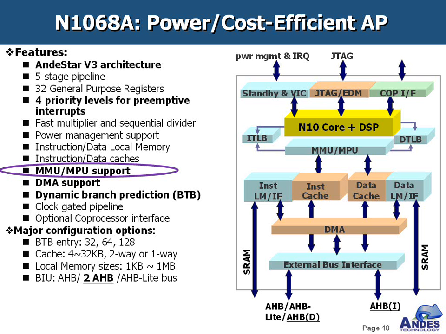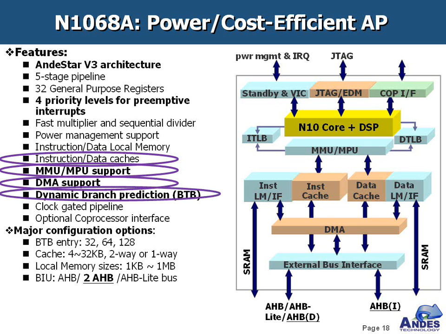Besides, N10 has cache and DMA. It has better performance to transfer data between CPU and memory. The others, N10 uses dynamic branch prediction to replace static branch prediction. It can get better performance of branch instruction, and it also has a coprocessor interface. You can connect the floating point unit in its interface to speed up floating point processing.